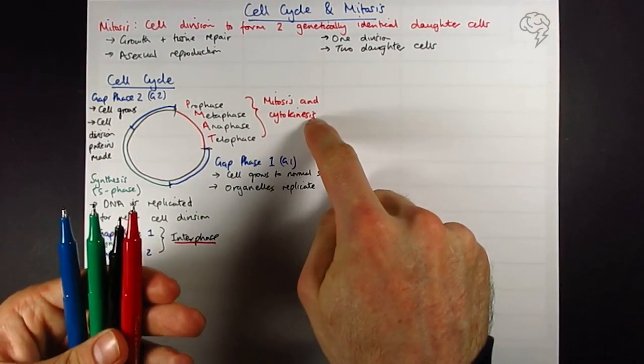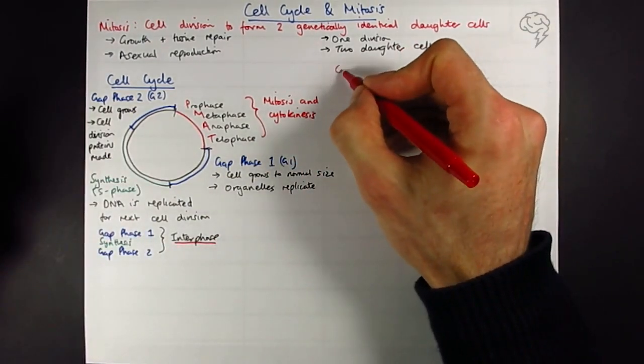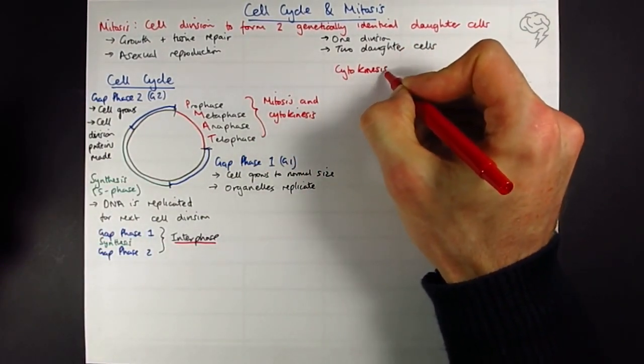Okay, so I've used cytokinesis here. I'm not sure I've defined that yet in my notes anywhere. So cytokinesis is the division of the cytoplasm.